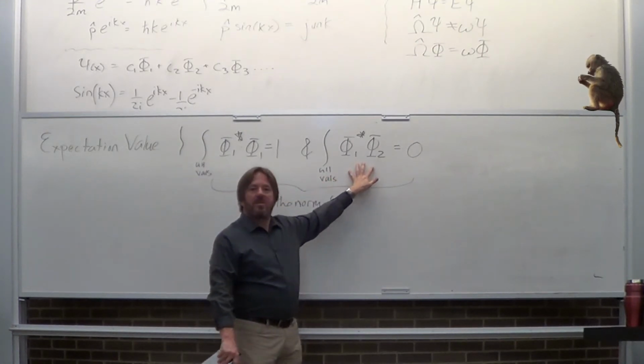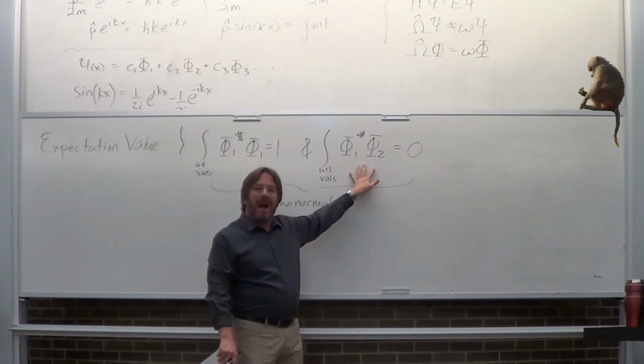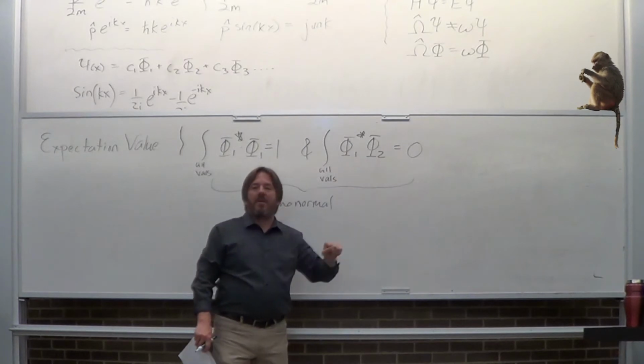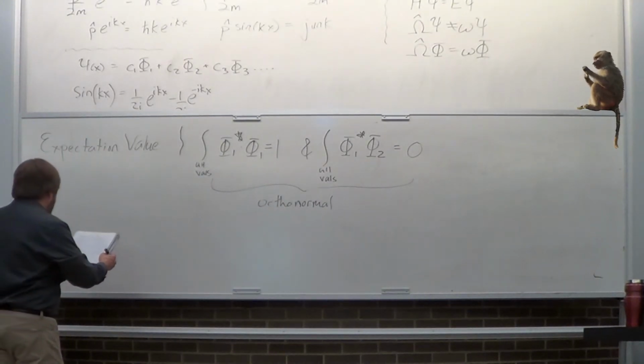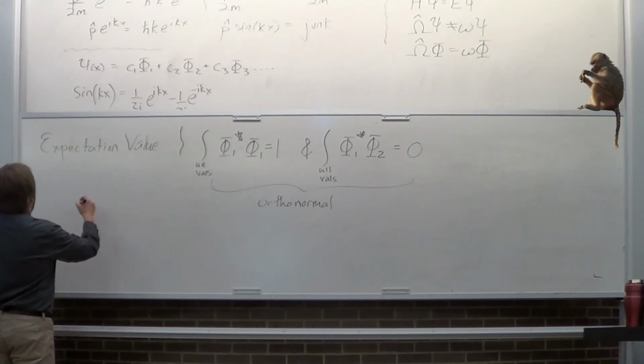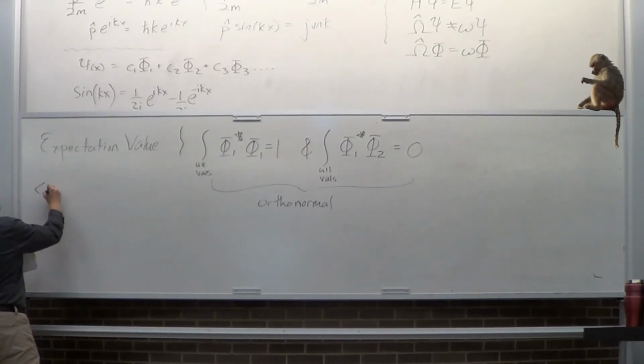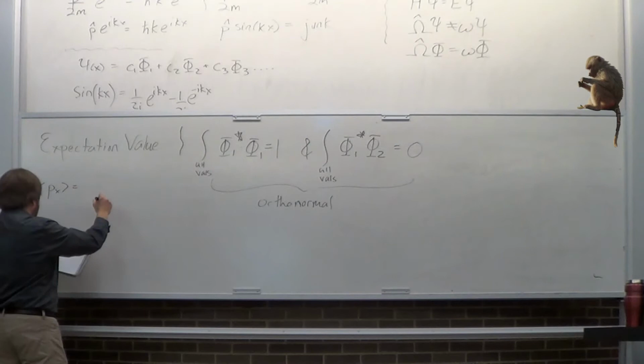But if I have two solutions, and you've seen this before, e to the ikx and e to the minus ikx, those are different functions, different eigenfunctions for the same operator, the same momentum operator. And it turns out that if you multiply them, you're going to integrate to zero. Okay, so now let's do the expectation value of momentum.